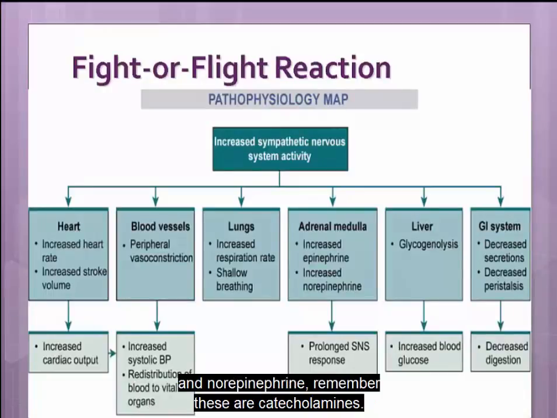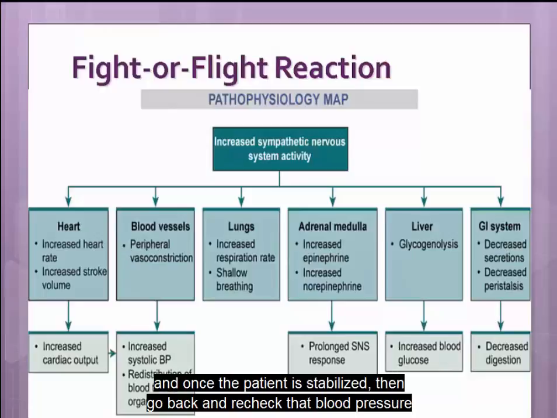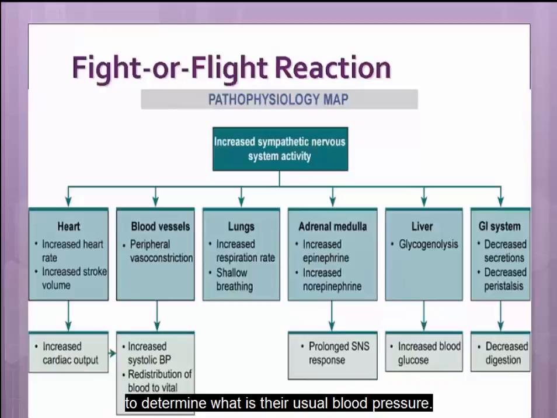Remember, these are catecholamines. The flight or fight response, the alarm action responses, results from the increased sympathetic nervous system activity. The corticosteroids increase cardiac output, increase blood glucose levels, increase oxygen consumption, and increase the metabolic rate. Keep in mind that the acute stress can elevate the blood pressure, and once a patient stabilizes, then go back and recheck that blood pressure to determine what is their usual blood pressure.